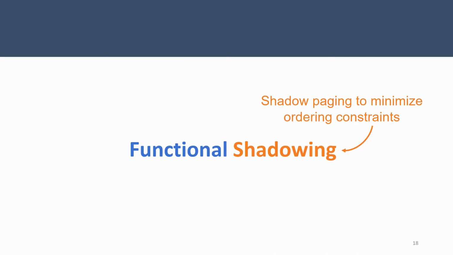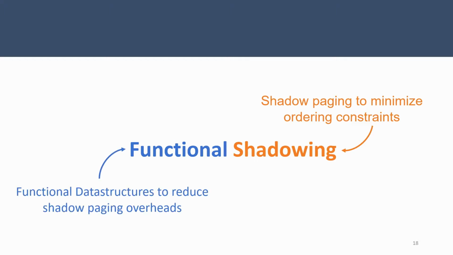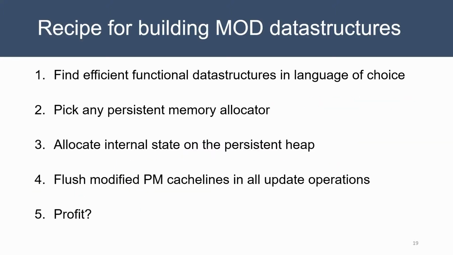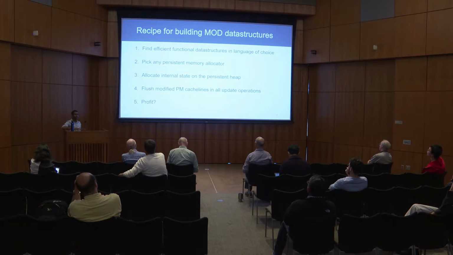And so yeah, our idea is basically simple. We are calling it functional shadowing, where we use shadow paging to reduce the ordering constraints in our persistent applications, and we use all of these optimizations from functional programming languages to reduce the new overheads introduced by shadow paging. In fact, we have a recipe to simply repurpose these existing functional programming data structures to build our minimally ordered durable data structures. So the first one is easy.